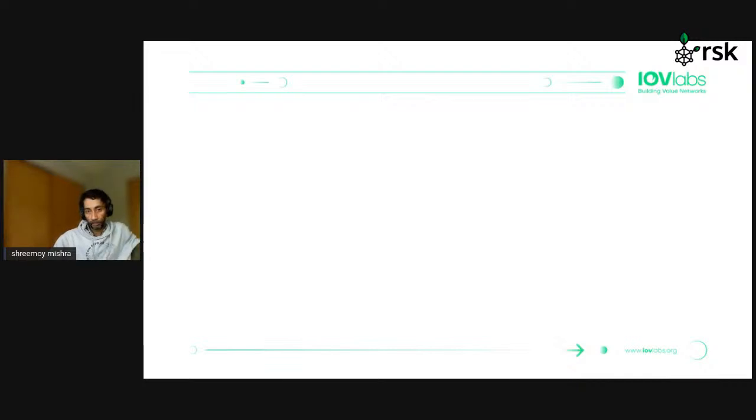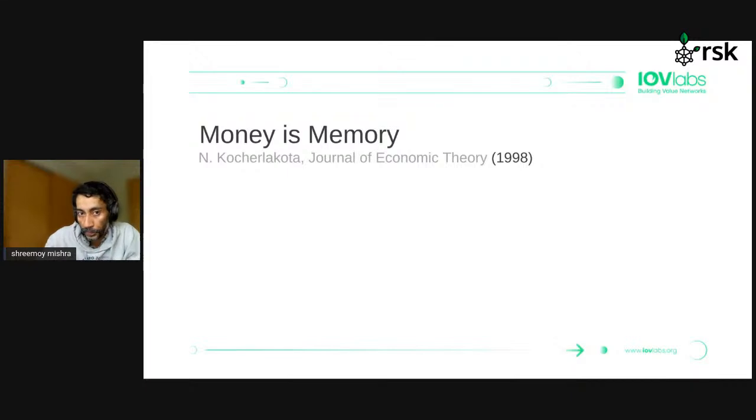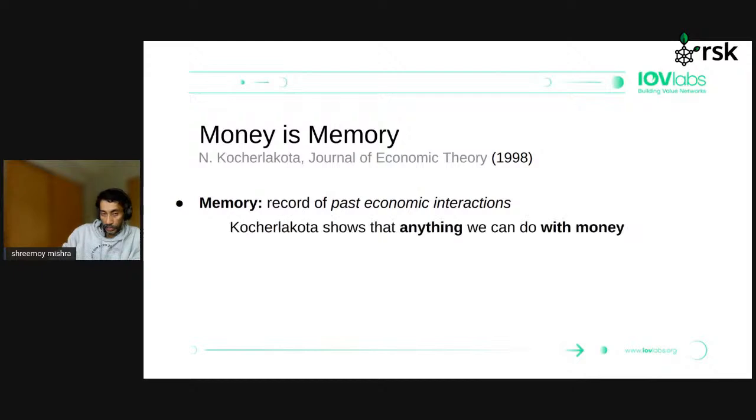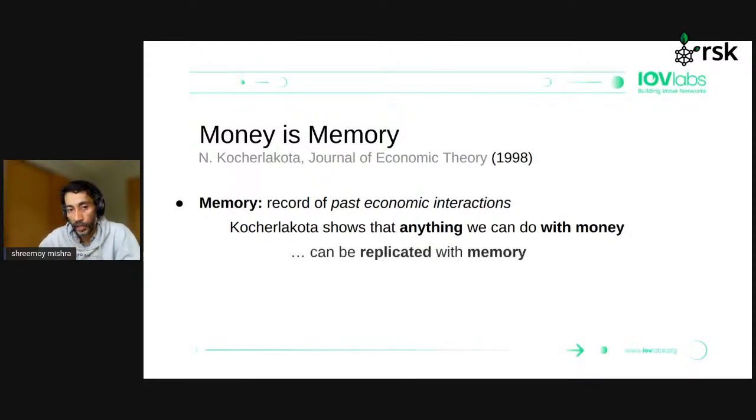Now, I did not come up with that term. "Money is memory" is actually from a 20-year-old paper by Narayana Kocherlakota. In this paper, what the author shows us in a technical model is to define memory as a record of all past interactions, everything that has happened. And this may be true even in on-chain systems and games where players interact with each other. What Kocherlakota shows us is that anything we can do in an environment with money, we can replicate all those interactions and states with just memory.